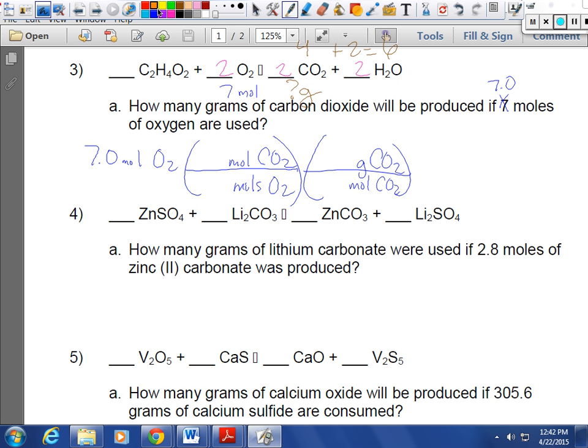What is your mole-to-mole ratio? 2 to 2 is the good news about the calculator. It goes away. Does anybody know the mass of carbon dioxide? Very good, 44.01. So in your calculator, what's the only thing you have to do? Multiply 44.01 times 7, and that's it.